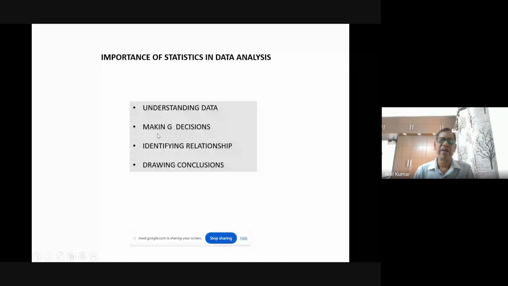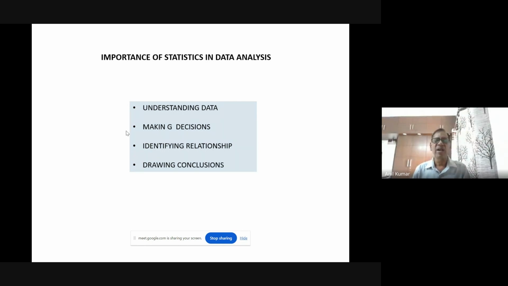making decisions reliably, validly, and then identifying relationships. I think correlations and all these are giving us relationship patterns, and then ultimately drawing conclusions about that particular phenomenon which we have studied, maybe through experimental study or maybe through descriptive research also. So by way of having different designs of research, we are trying to understand the collected data. We are trying to make decisions based on whatever data we have collected.